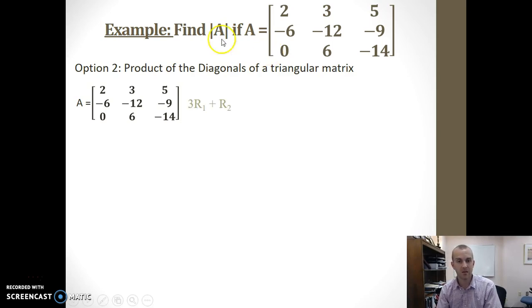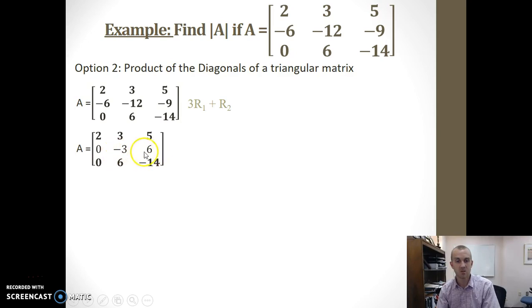So if I add 3 times the first row to my second row, so that would be like 3 times 2, 3 times 3, and 3 times 5, and I'm going to add that to the second row. I end up with the second row becoming 0, -3, and 6. Now I've got a 0 here, so I've zeroed out this first column the way I need to. Now I need to see, can I get a 0 here so that all I have is my diagonal and I have my triangle?